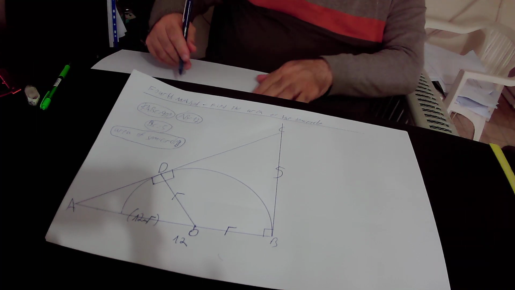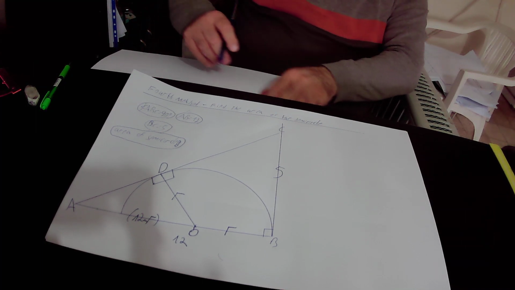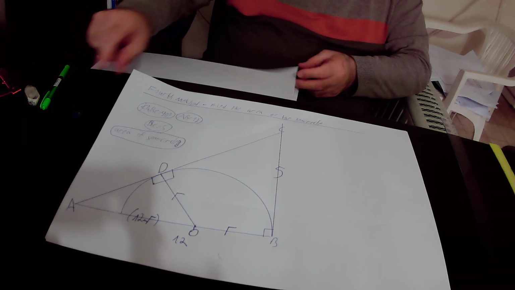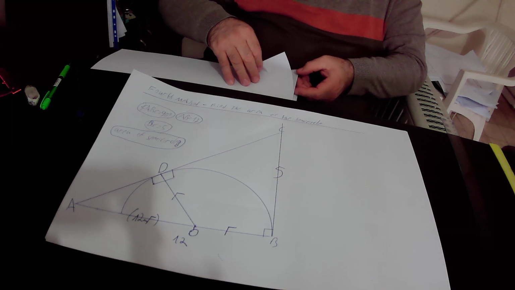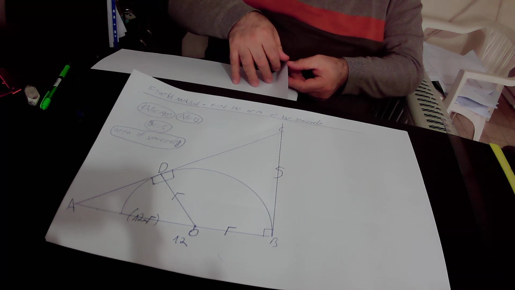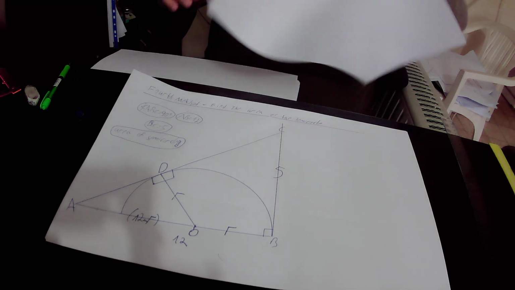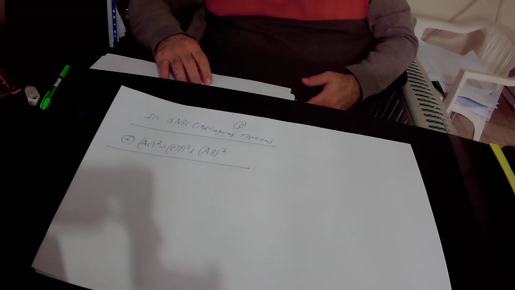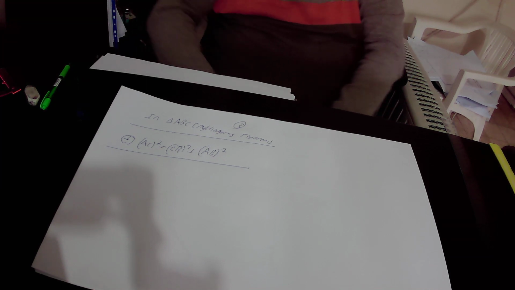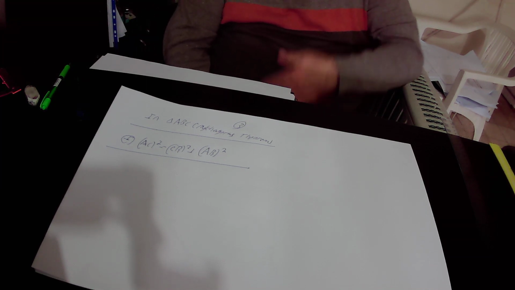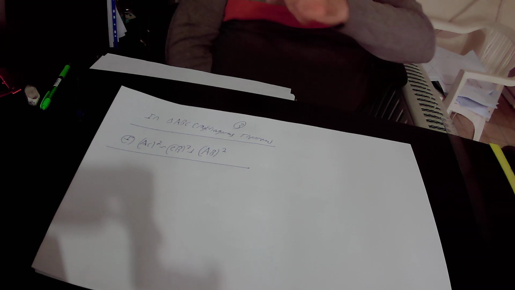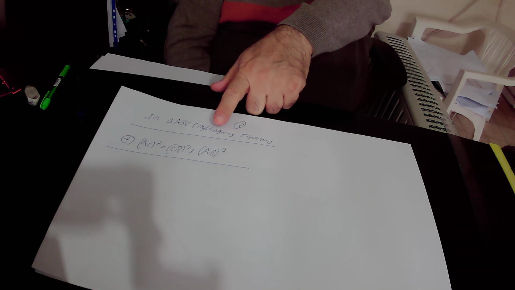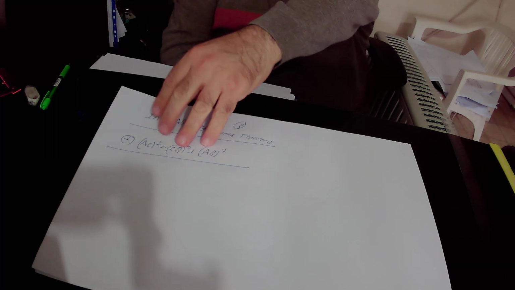So I'll repeat again. According to the Pythagoras theorem, on the right triangle, triangle ABC, the square of the hypotenuse equals the sum of the squares of the perpendiculars. The square of the hypotenuse is AC square, and it equals CB square plus AB square.